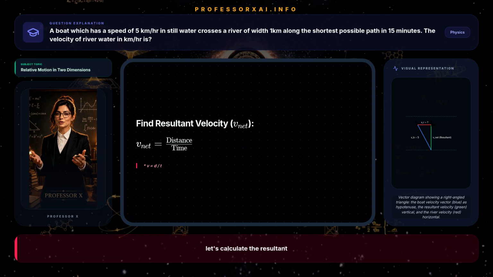First, let's calculate the resultant velocity. V net, this is the speed at which the boat actually crosses the river. Since it covers 1 kilometer in 0.25 hours, its velocity must be 4 kilometers per hour. Simple math. Right, this vertical component is what gets the boat to the other side.